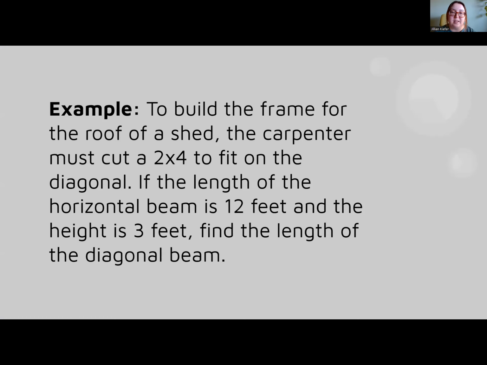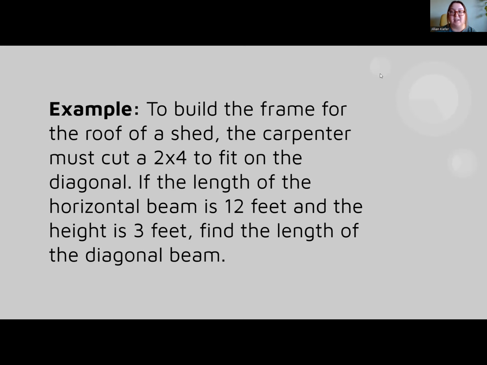So in this case, we want to build the frame for the roof of a shed. The carpenter must cut a 2x4 to fit on the diagonal. If the length of the horizontal beam is 12 feet and the height is 3, we want to find the length of the diagonal beam. So we're buying a 2x4 to fit in the diagonal, but we need to actually know how long that diagonal is going to be. We're told that the horizontal beam that goes all the way across is 12 feet. The height is 3. So we can go ahead and find the hypotenuse beam, essentially.